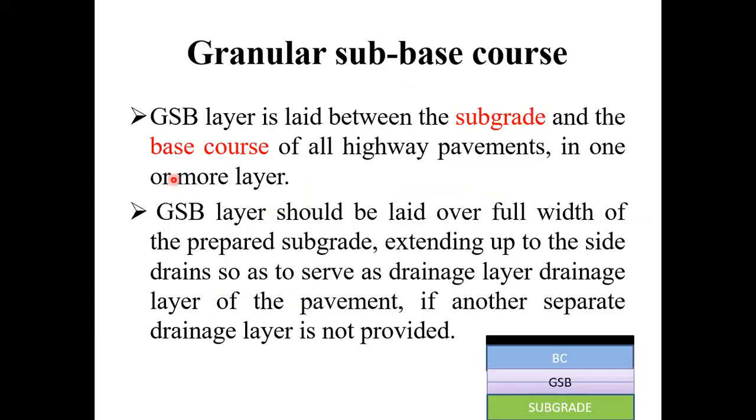The GSB is provided in between the subgrade and the base course. The GSB layer should be laid over the full width. Whatever the total width may be, you lay up to that width. Suppose 20 meters is the width, then you have to lay the GSB layer for the entire 20-meter width of the subgrade, extending on both sides.